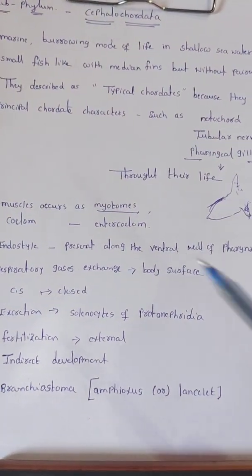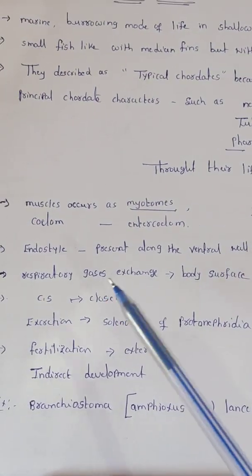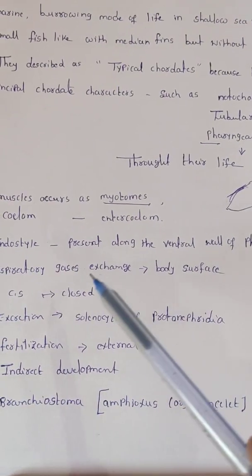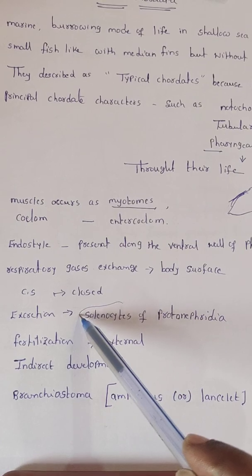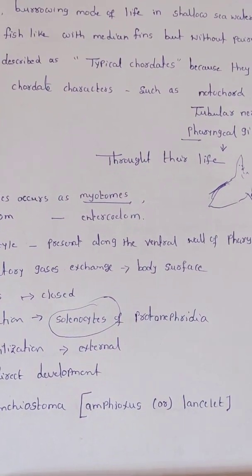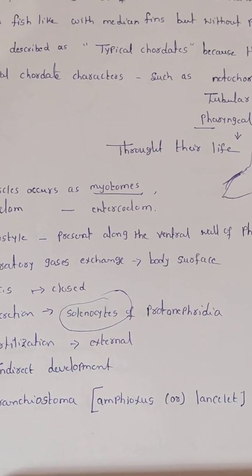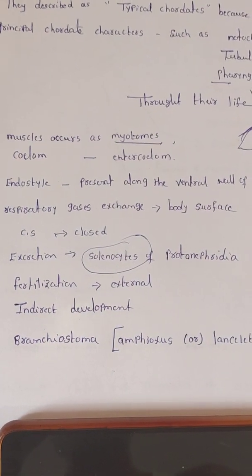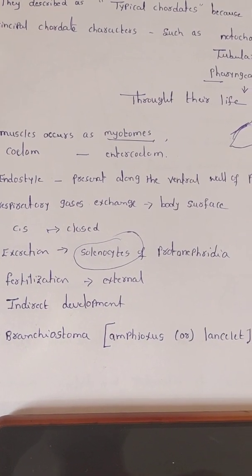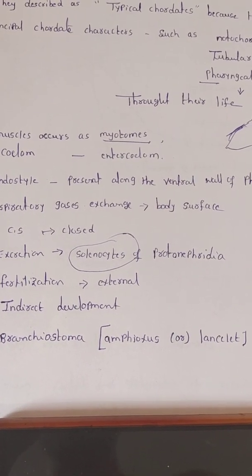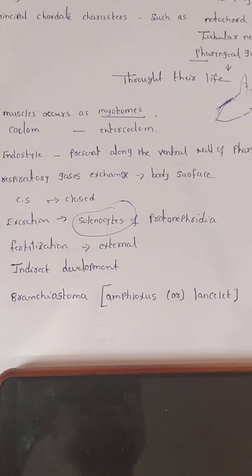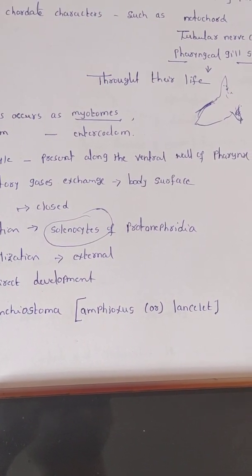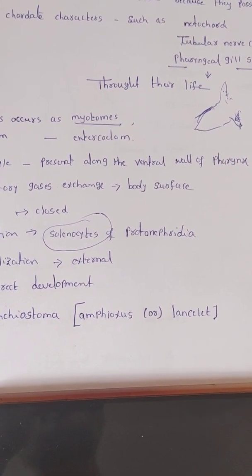Respiration takes place through the body surface. The circulatory system is a closed circulatory system, and excretion is by specialized cells, same as the flame cells in Platyhelminthes, known as solenocytes. It is like protonephridia. Fertilization is external. Development is indirect, and there is a free-swimming larva. The best example is Branchiostoma. Branchiostoma is also called Amphioxus or lancelet.